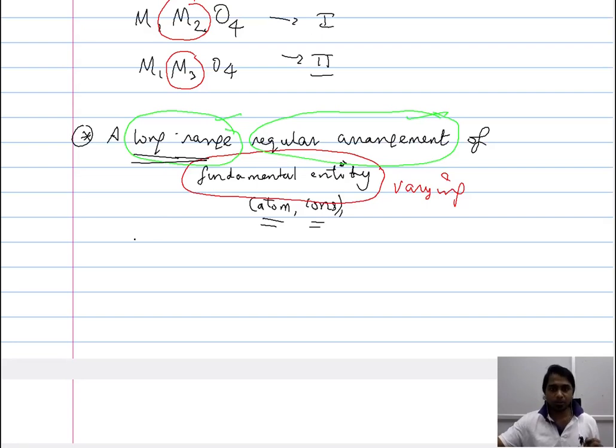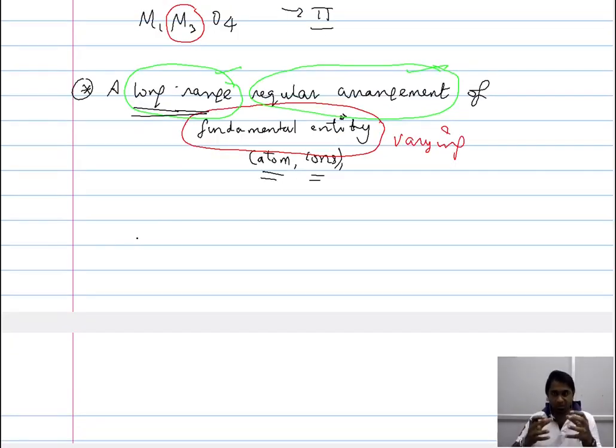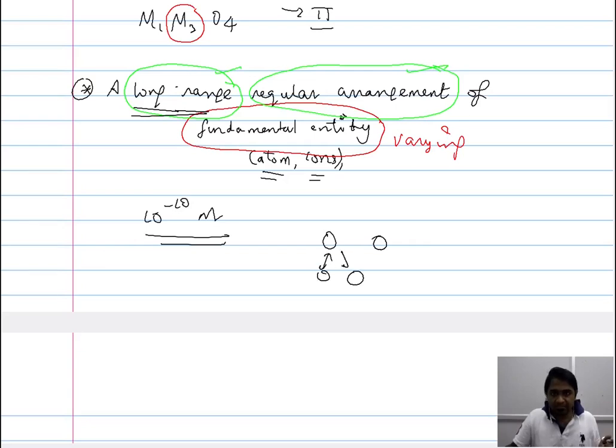Now, when we talk in terms of atoms or ions, and when we consider an ion and its neighbors, we are largely dealing with a length scale of 10 to the power minus 10 meters. So 10 to the power minus 10 meters is the range we are talking about when we are considering an atom and its neighbors. For instance, when we talk about atoms and their neighbors being arranged like this, the length scale we are largely dealing with is 10 to the power minus 10 meters.